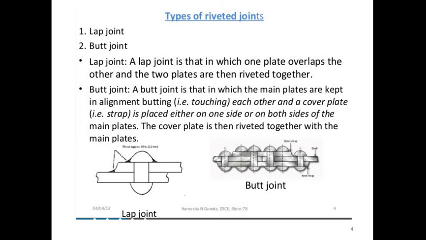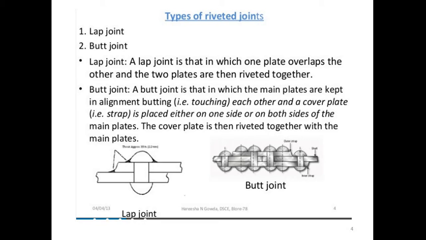Here, riveted joint. There are two types of riveted joints. One is a lap joint, second one is a butt joint. As shown in the figure, and in the last lecture we studied what is lap joint and what is butt joint. Figure number 1 is for lap joint. Figure number 2 is for butt joint.